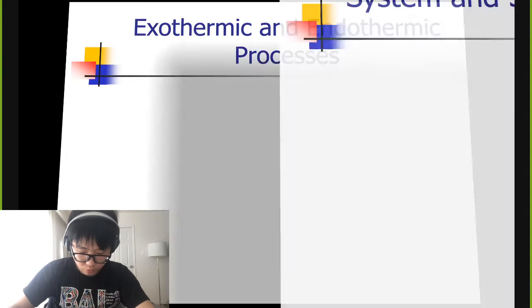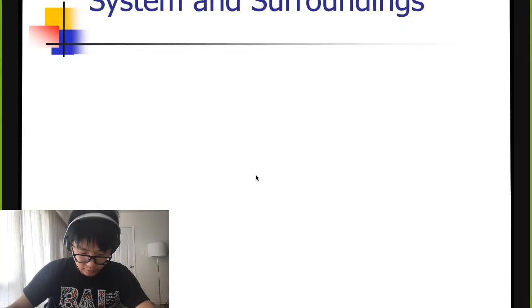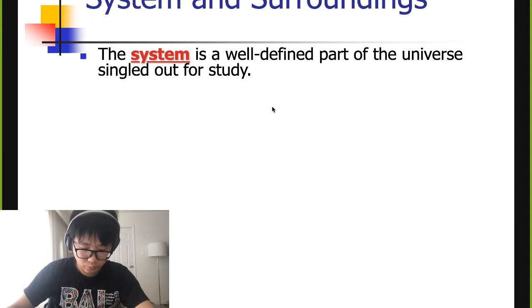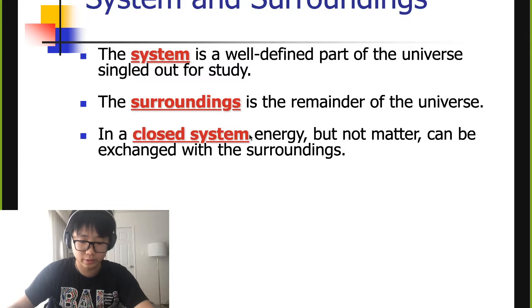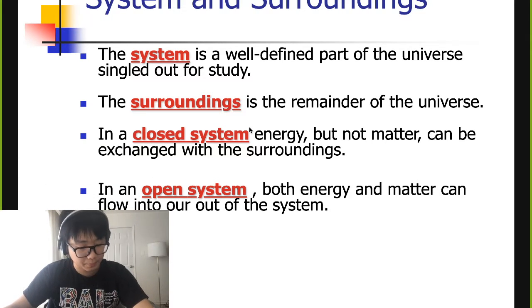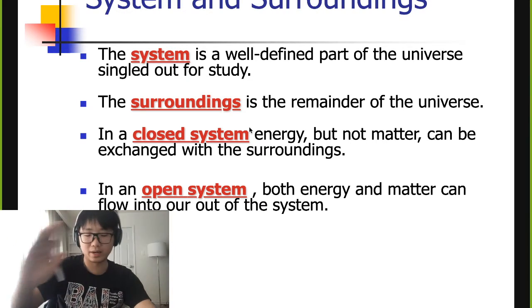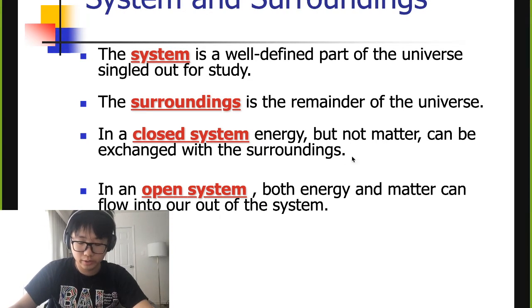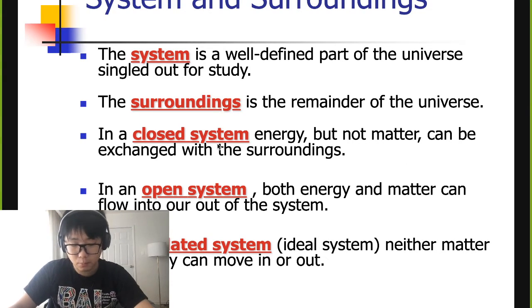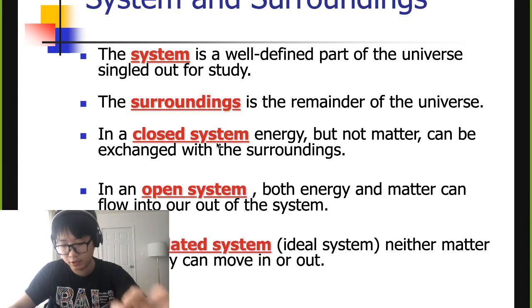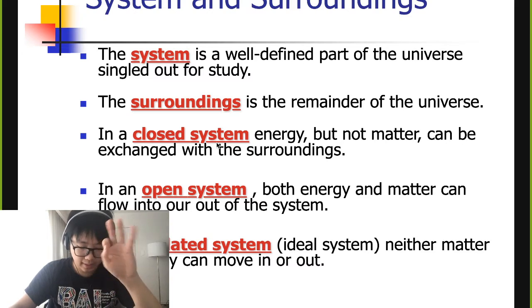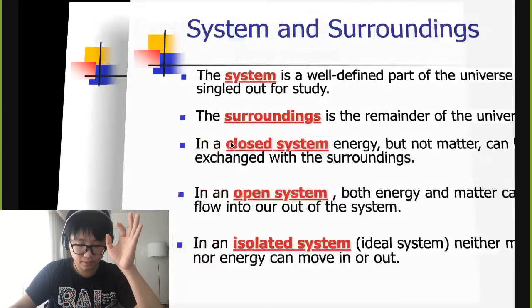All right, so next up, system and surroundings. Okay, so we kind of talked about that. The system is a well-defined part of the universe that we are singling out. So that depends on the scale of what we're talking about. Then the surroundings will be everything else around it. Okay, in a closed system, we talked about that. So in a closed system, no matter transfer, but energy transfer, yes. Open system, energy and matter can transfer. And isolated system, none of them can move in and out.